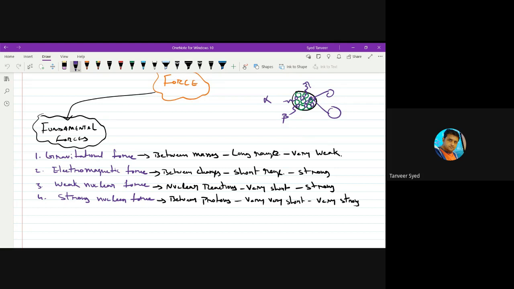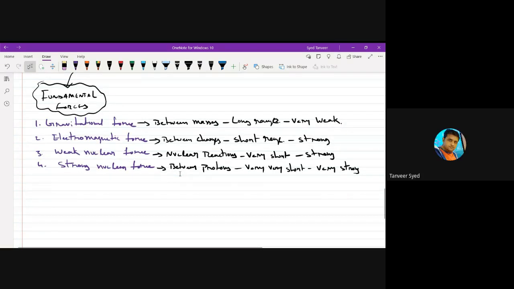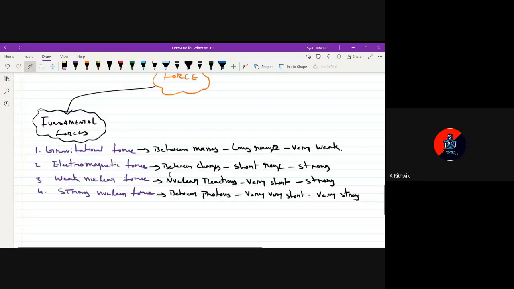Strong nuclear force is that force which is responsible for holding the protons together without getting run away because of their like charge. Strong nuclear force holds the protons inside the nucleus. Weak nuclear force appears during nuclear reactions only.